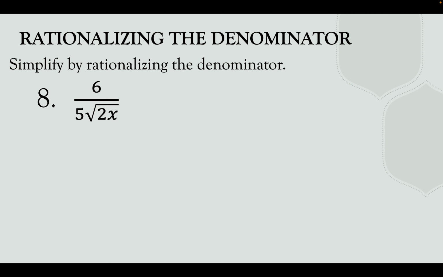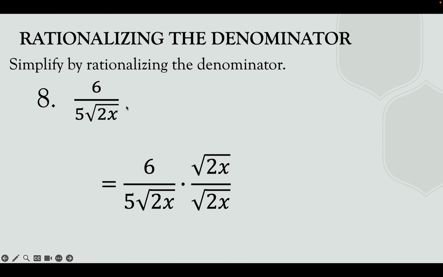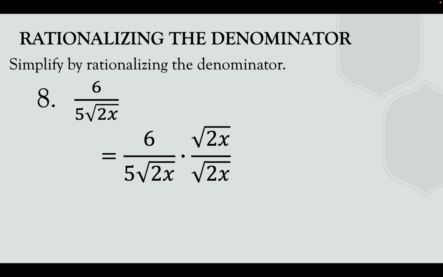Example number 8. We have 6 over 5 square root of 2x. Now here in the denominator, the radical is only the square root of 2x. So all you need to do, class, is multiply both numerator and denominator by square root of 2x. Do not include 5 here, because you can only use rationalization with the radical value of your denominator. So we have here 6 over 5 square root of 2x times square root of 2x over square root of 2x.